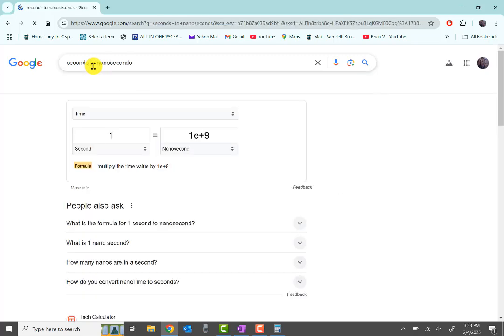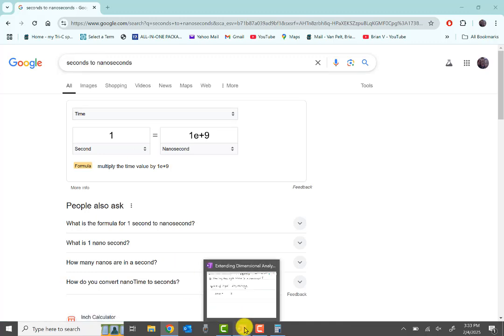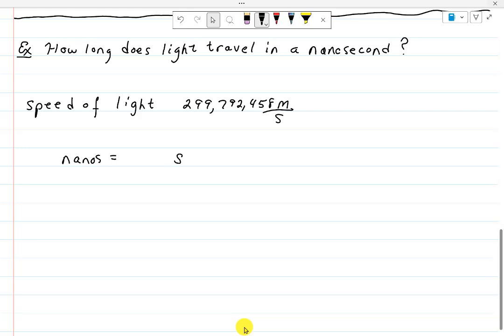You can see it's already there, nanoseconds. 1 times 10 to the 9th. So we have 10 to the 9th equals 1 second. This just means that there's a billion nanoseconds per second. In other words, there's 9 zeros total if you were to write this out.